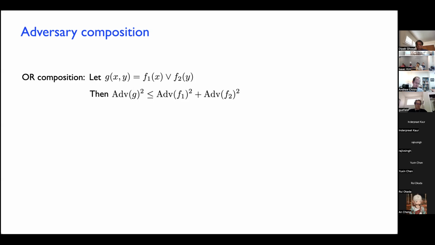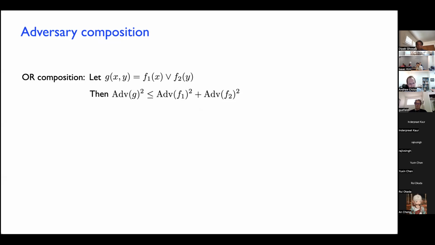One of them is what we might call OR composition. Imagine we have some function g that we're interested in computing, and we can think of g as the logical OR of two other functions on two parts of the inputs. They could be overlapping parts of the inputs. There could be correlations even between x and y. That's not important, but here g is the logical OR of these two functions. Then you can show that the adversary quantity of the OR of f1 and f2, the square of that, is at most the sum of the squares of the adversary quantities of the individual functions.